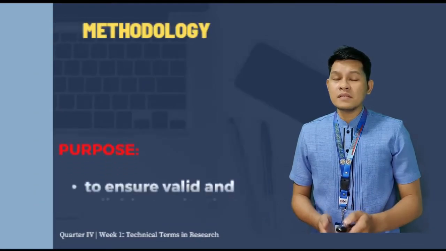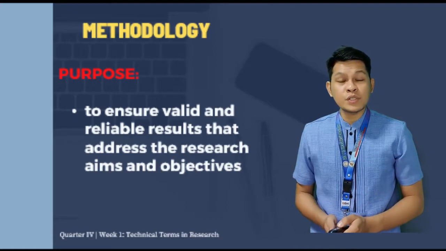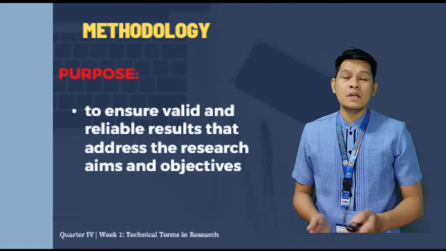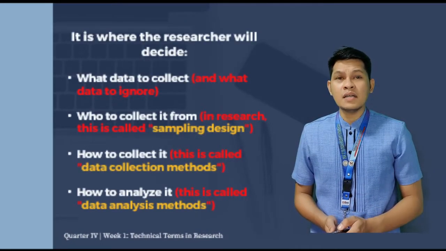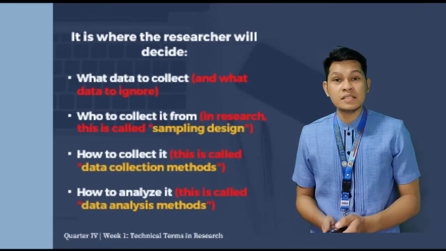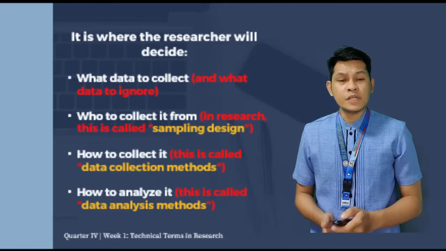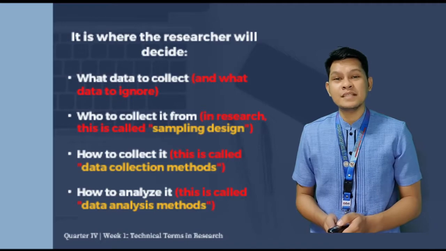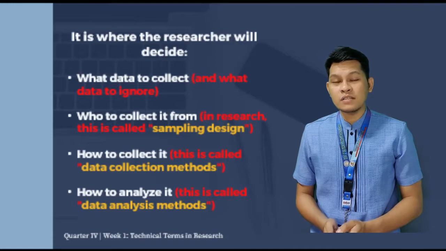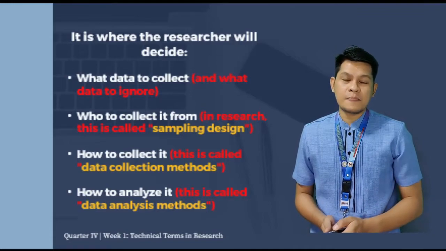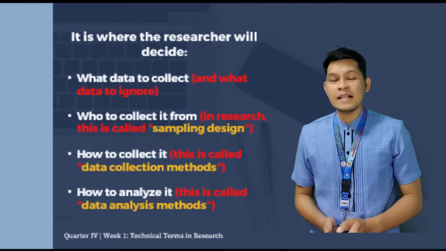The aim of methodology is to ensure valid and reliable results that address the research aims and objectives. It is where the researcher will decide, number one, what data to collect and what data to ignore. Second is who to collect it from. In research, this is called sampling design. Number three, how to collect it. This is called data collection methods. And lastly, how to analyze it. This is called data analysis methods.